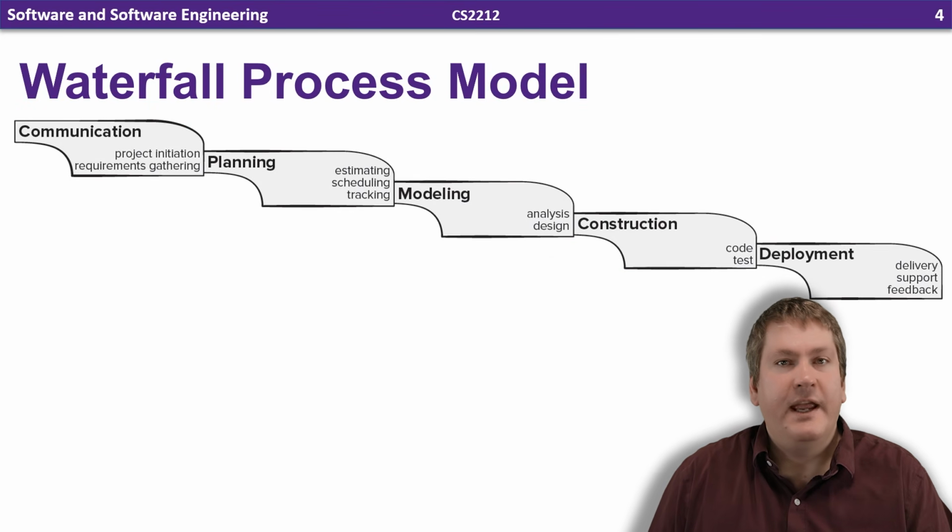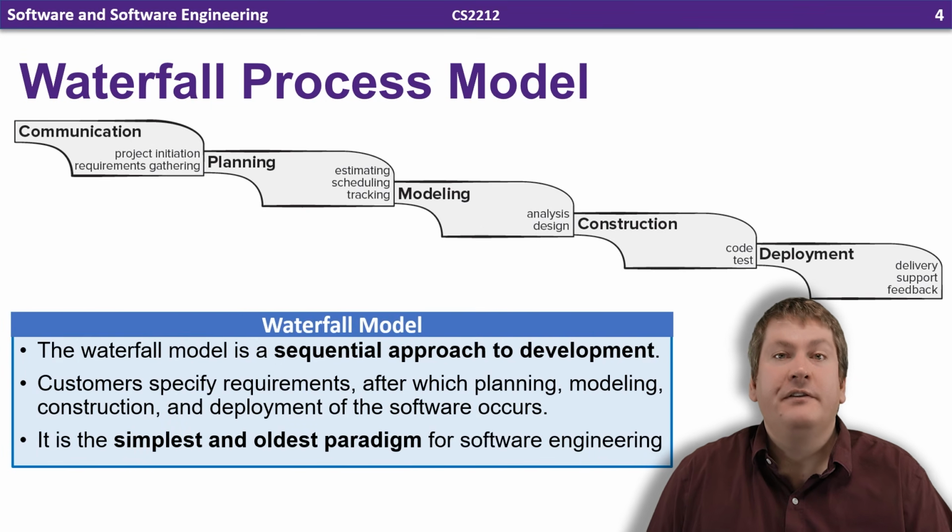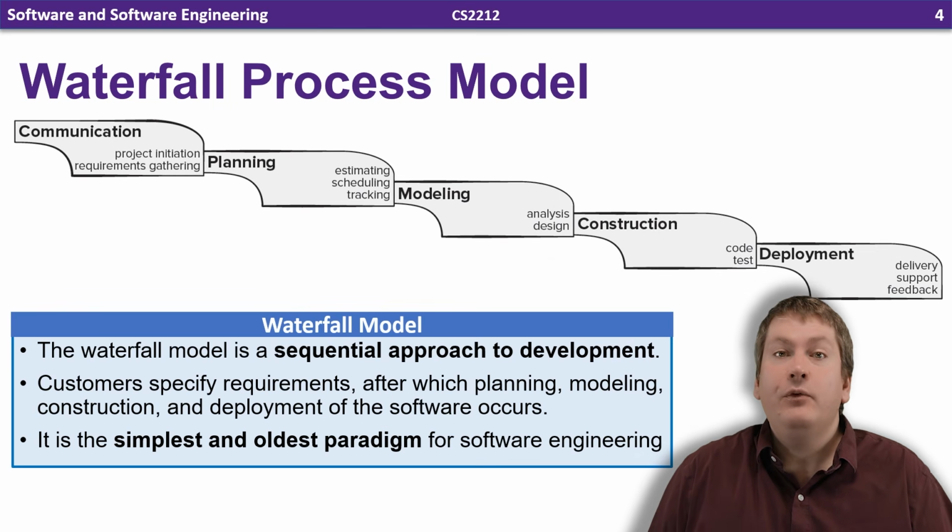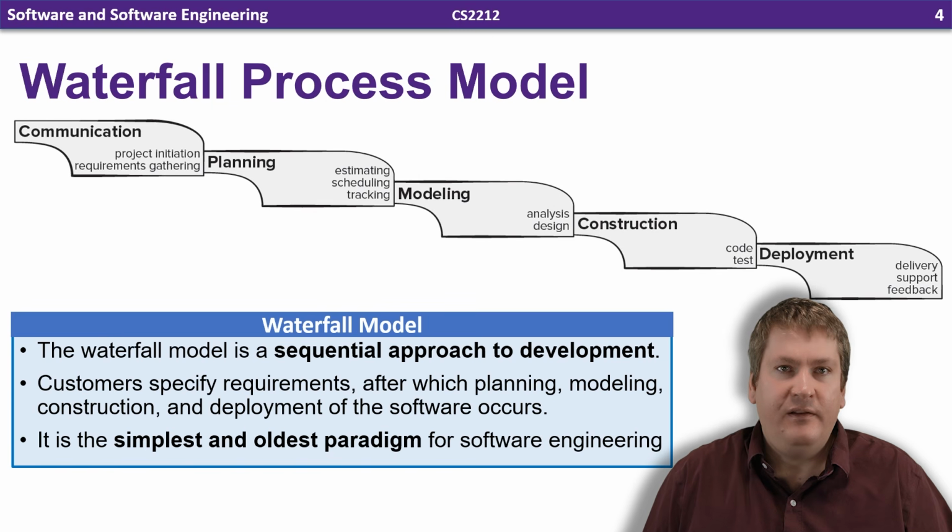The first model we're going to be taking a look at is the waterfall model. And the waterfall model is a very sequential approach to development. This tends to work well when we have very well understood requirements that are well defined and unlikely to change. It can also work well when we're doing enhancements or modifications to an existing system.